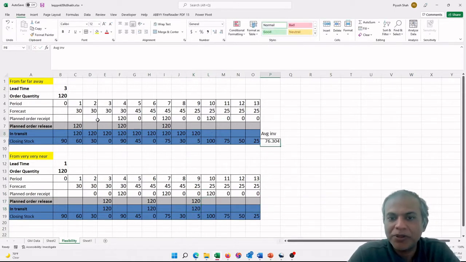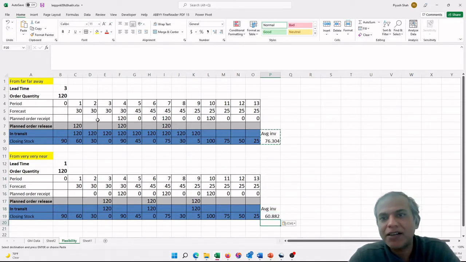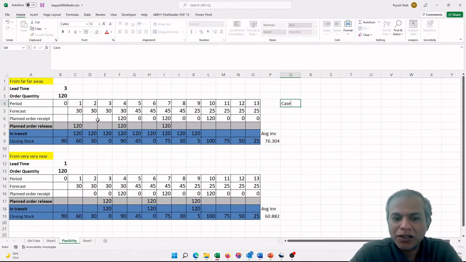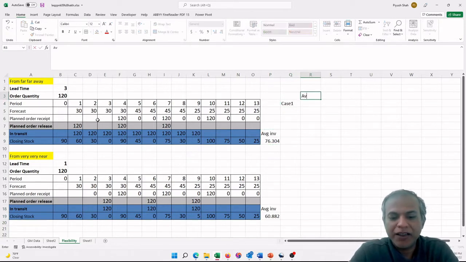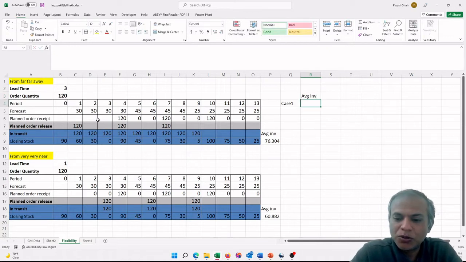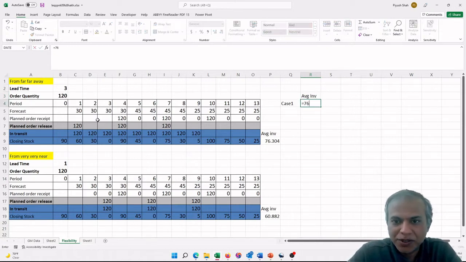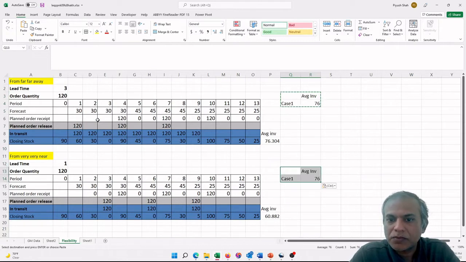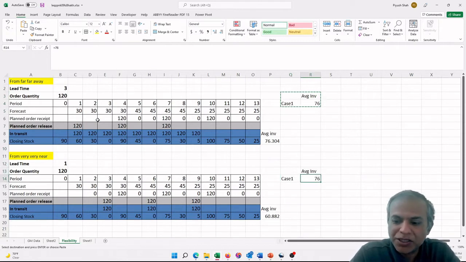I'm fine. So if I copy this average inventory, we immediately see that we have lesser inventory to carry if we are getting something from nearby. But that's just one part of the story. So let me just put this as case 1, and here is the average inventory, which is equal to 76 something. Okay, and I'm going to copy this same numbers, and the inventory is 60 something or 61 something.